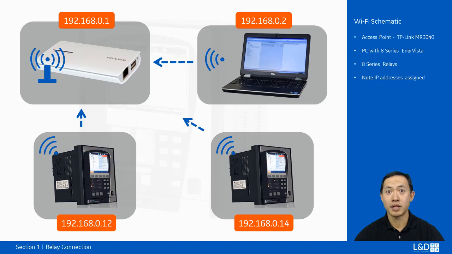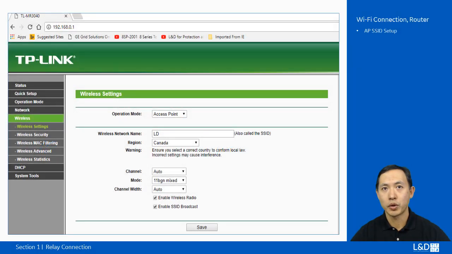Let's turn our attention to setting up a Wi-Fi connection. To do this, we need a wireless router, a PC, and a relay. In this case, we're going to use two relays to show the settings of different IP addresses. So let's begin. First, we're going to set up the router's SSID.